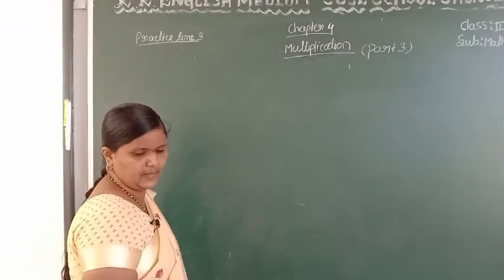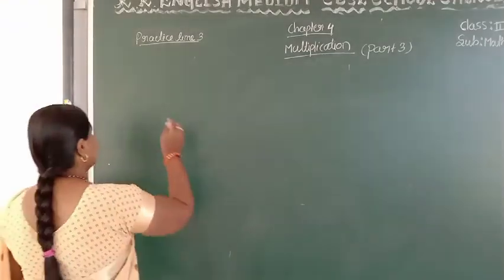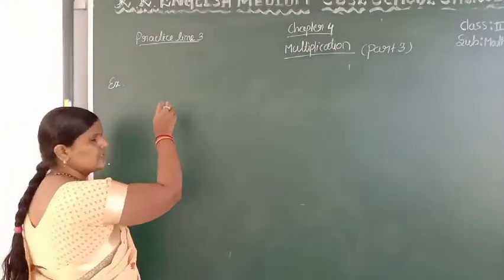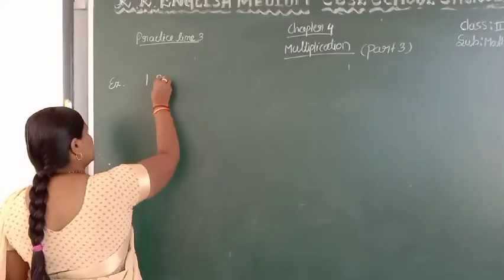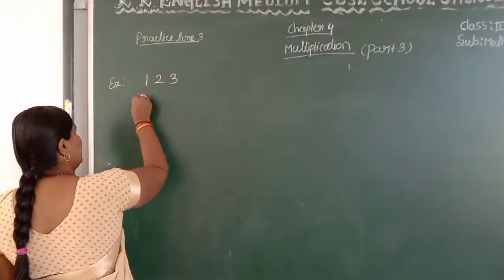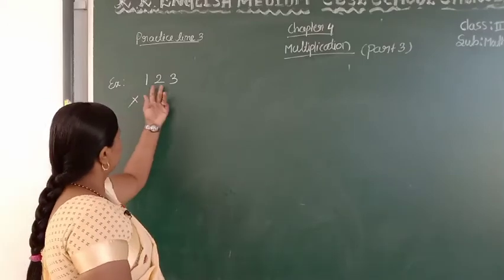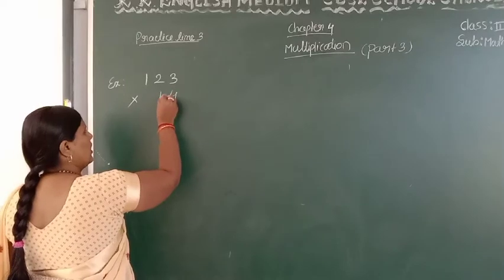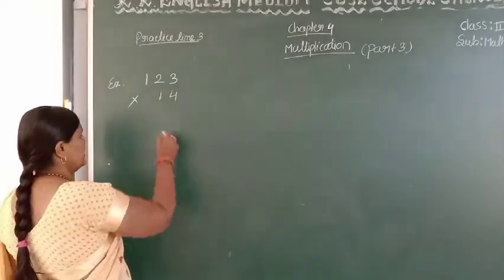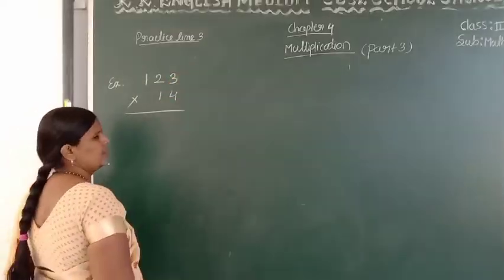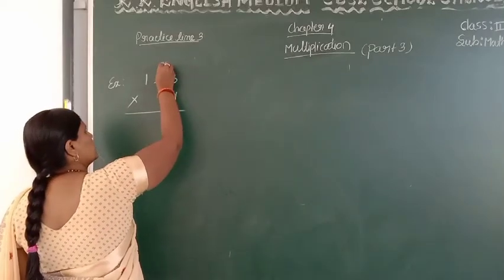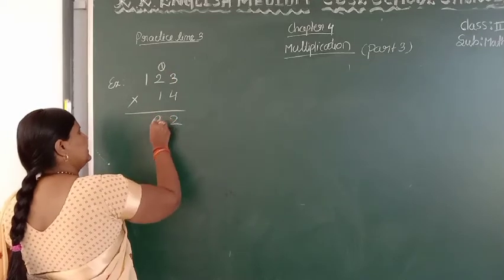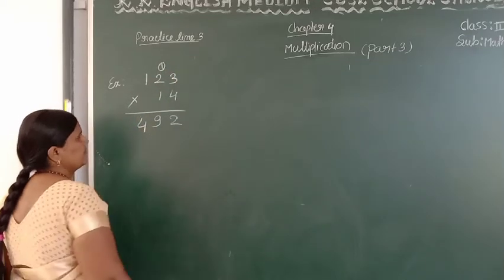Multiplication of a 3-digit number by a 2-digit number, for example. Here write the 3-digit number first: 123 into 14. Now solve. 4 3s are 12, write 1 and 2 right here. 4 2s are 8, 8 plus 1 is 9. 4 1s are 4.